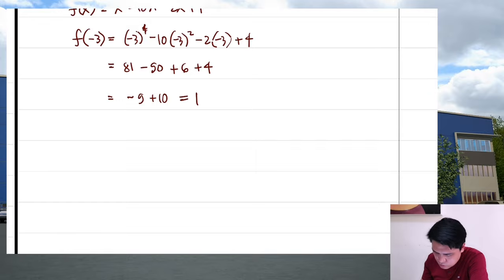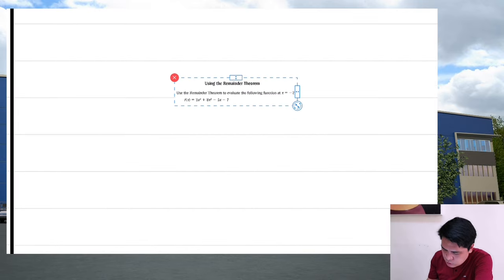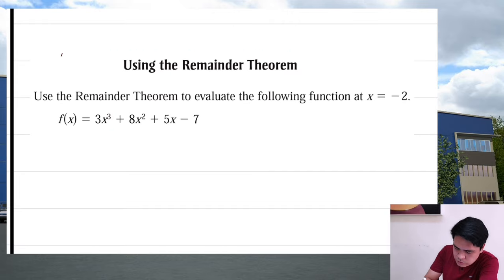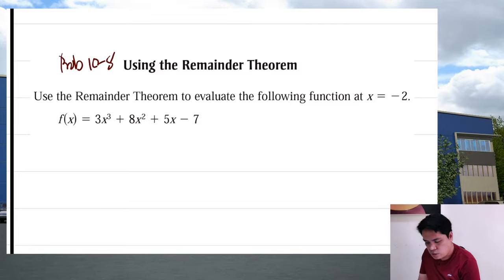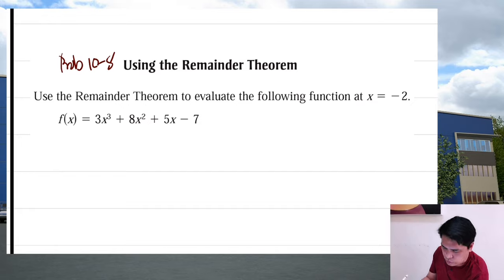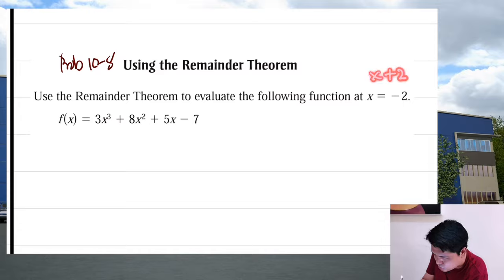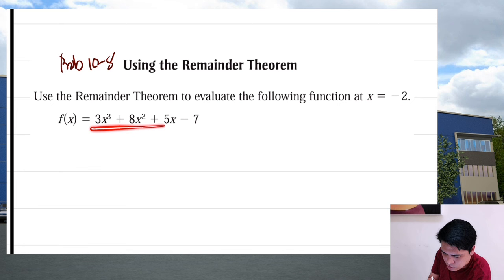Ito. So let's just try this one. Using remainder theorem. So use the remainder theorem to evaluate the function. This is problem 10-8. Use the remainder theorem to evaluate the following function at x equal to negative 2. Okay. This is the same as dividing this by x plus 2. Ayan na. Because x equal to negative 2, if we transpose that here, that would become x plus 2. So this is actually the same, or yung hinahanap dito is the same as getting the remainder when we divide that polynomial by x plus 2.